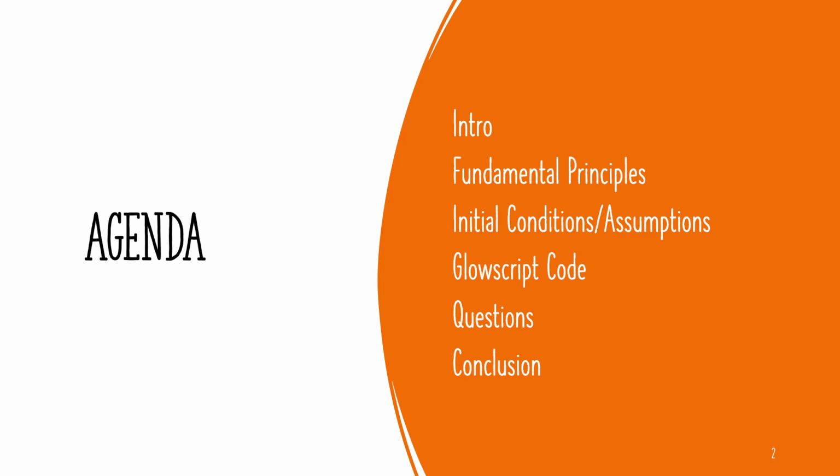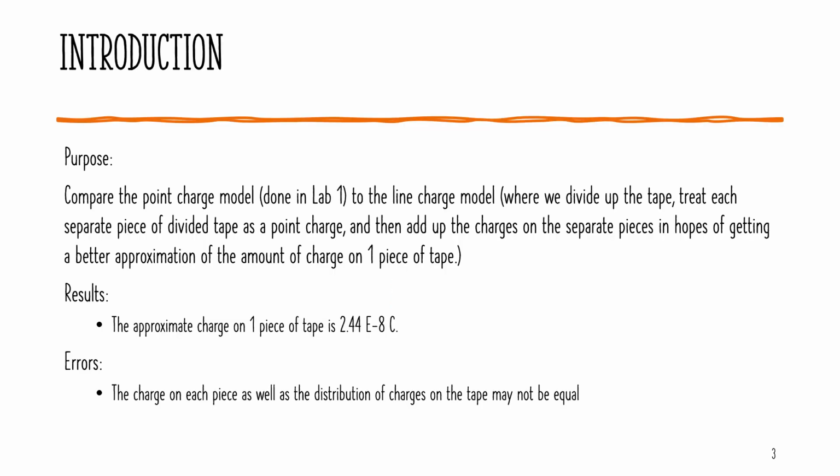and then a conclusion. The purpose of this lab is to compare the point charge model, which was done in Lab 1, to the line charge model, where we divide up the tape, treat each separate piece of divided tape as a point charge, and then add up the charges on the separate pieces in hopes of getting a better approximation of the amount of charge on one piece of tape.